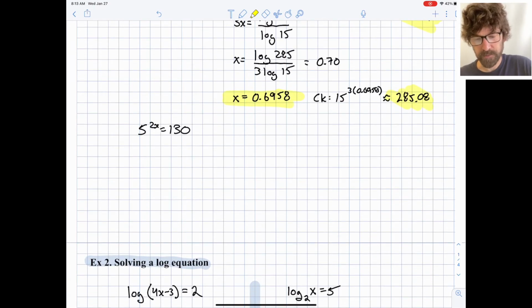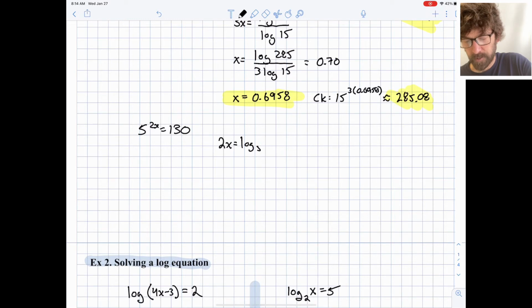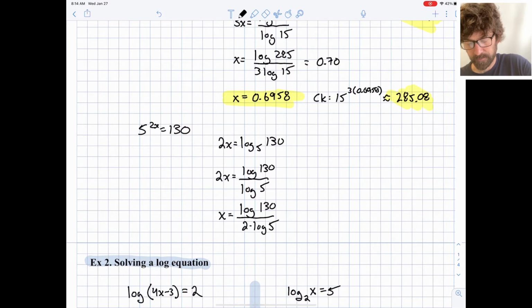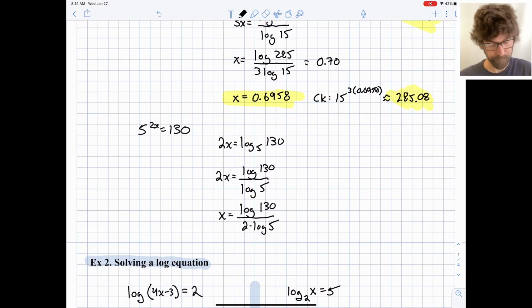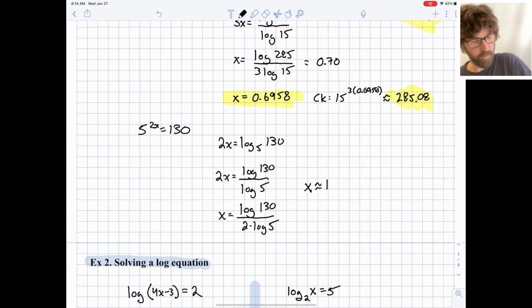Let's do another one. 5 to the 2x is 130. We can rewrite in log form. 2x is log base 5 of 130. We can apply the change of base property and change the base into a base of 10. And then we can divide that answer by 2 as well to isolate for x. Okay. And going to our calculator here, we will get x is equal to 1.5122 to 4 decimal places.